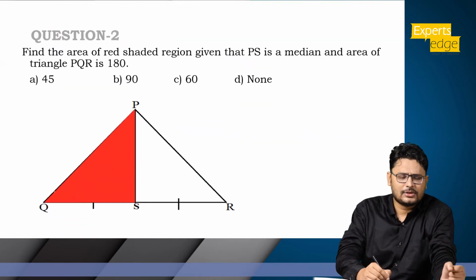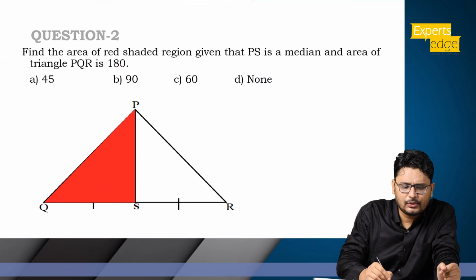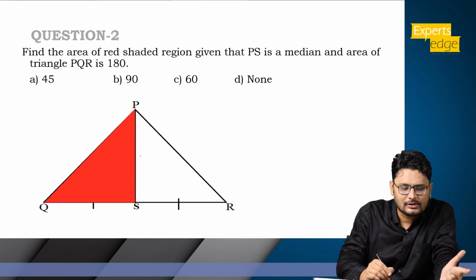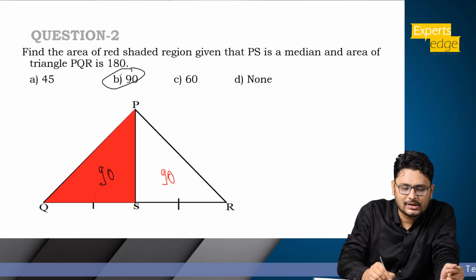Now next. Okay, now let's start with the questions, a simple question. So question number 2, find the area of the shaded red region, that PS is a median of the triangle. So अभी देखा था median divides into two equal halves. So अगर पूरा triangle 180 का है, तो this will be 90, and similarly the required red part will also be 90. So the answer of this question is 90.